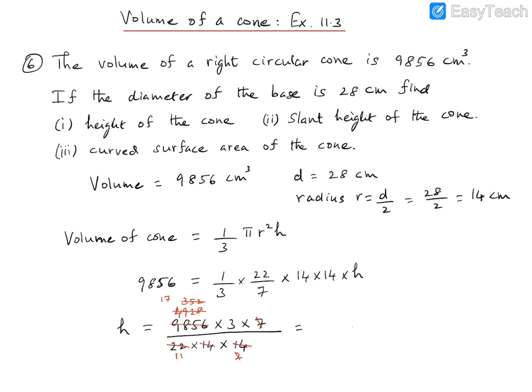1 and 2 is 12, so 2 goes 6 times. So we'll have 176 here. So we'll get it as 176 into 3. Let me write that in black again. So 176 into 3 divided by 11. So again we'll have 11 going into 176.